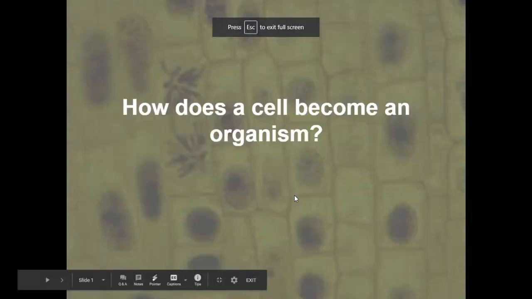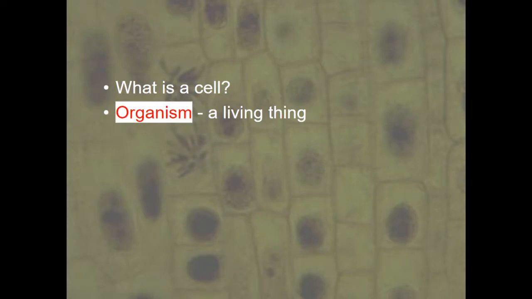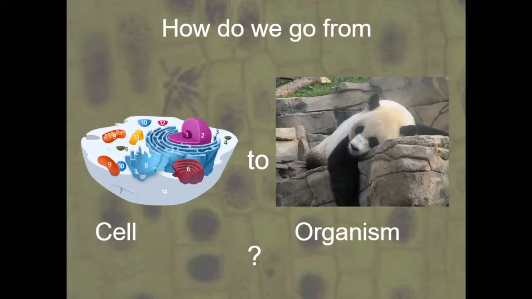On these slides, we're going to be looking at how cells end up becoming an organism, and where there's red words, that's a vocab word, and when there's blue words, those are examples. Those are things that we should be writing into our data table. Essentially, if you see red or blue on these slides, we need to be writing it down, which is a good reminder for me.